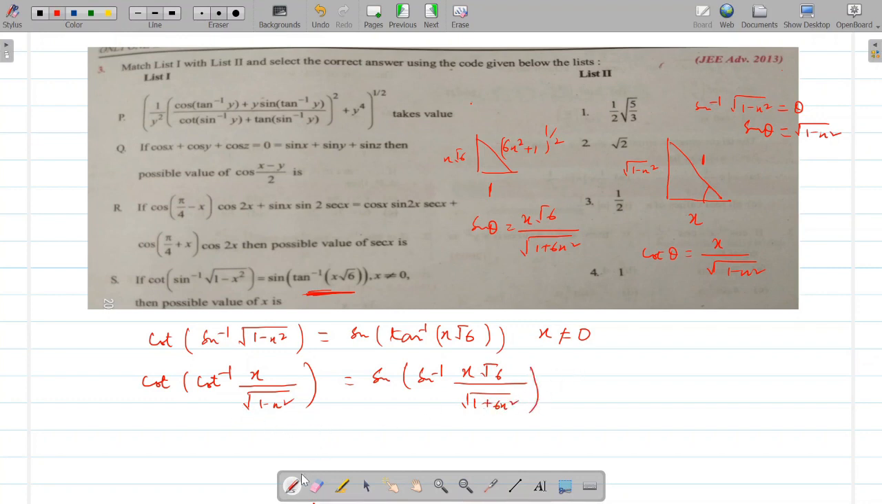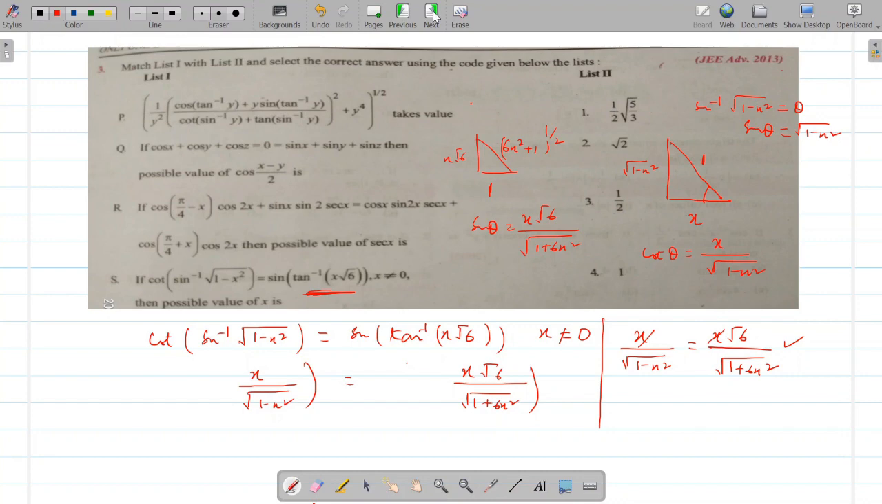So now we can simplify it. Cot and cot inverse cancel there, and sine and sine inverse cancel there. So you get x upon under root of 1 minus x square is equals to x root 6 upon under root of 1 plus 6x square. Now you can simplify it and get the result. It's quite easy there. It's given that x is not equal to 0, so you can cancel that part of x, cross multiply, and find the value of x there.